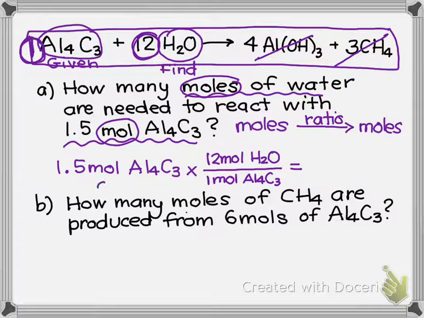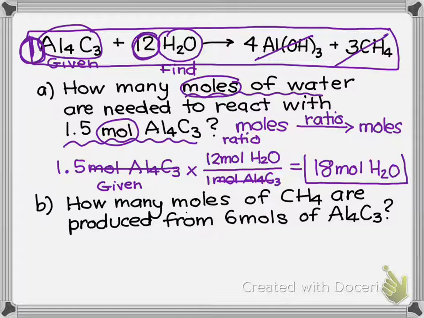And so I've taken what I was given and multiplied it by the ratio. So now this cancels out. And so I'm going to say 1.5 times 12. And then I will be dividing it by the 1, which doesn't change it. And I get 18 moles of water. So what the question said is how many moles of water are needed to react with 1.5 moles of aluminum carbide, and I would need 18 moles of water.